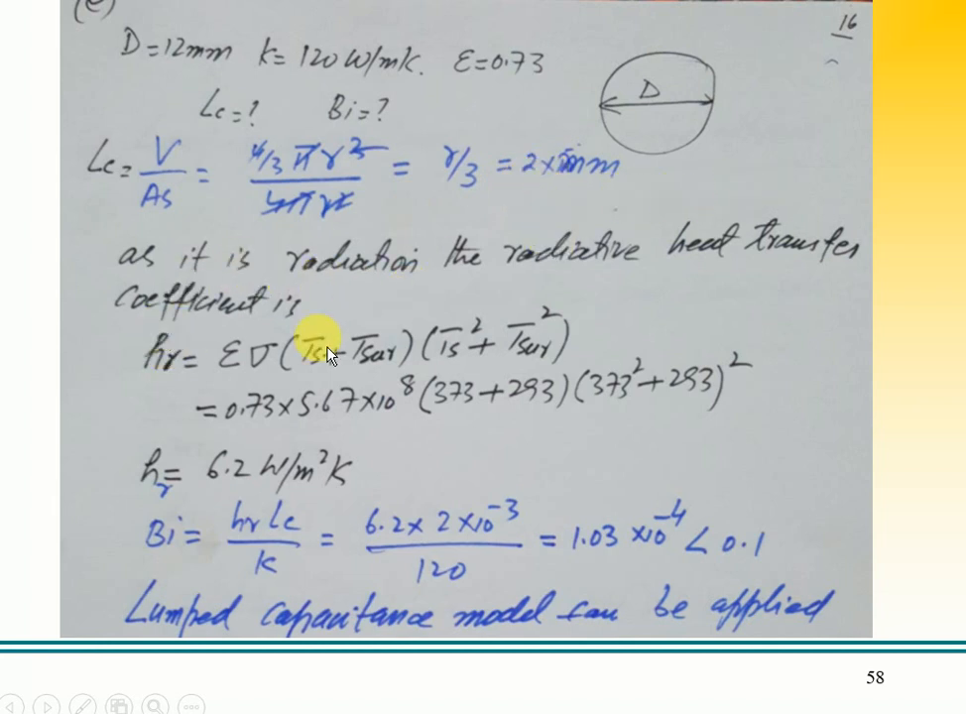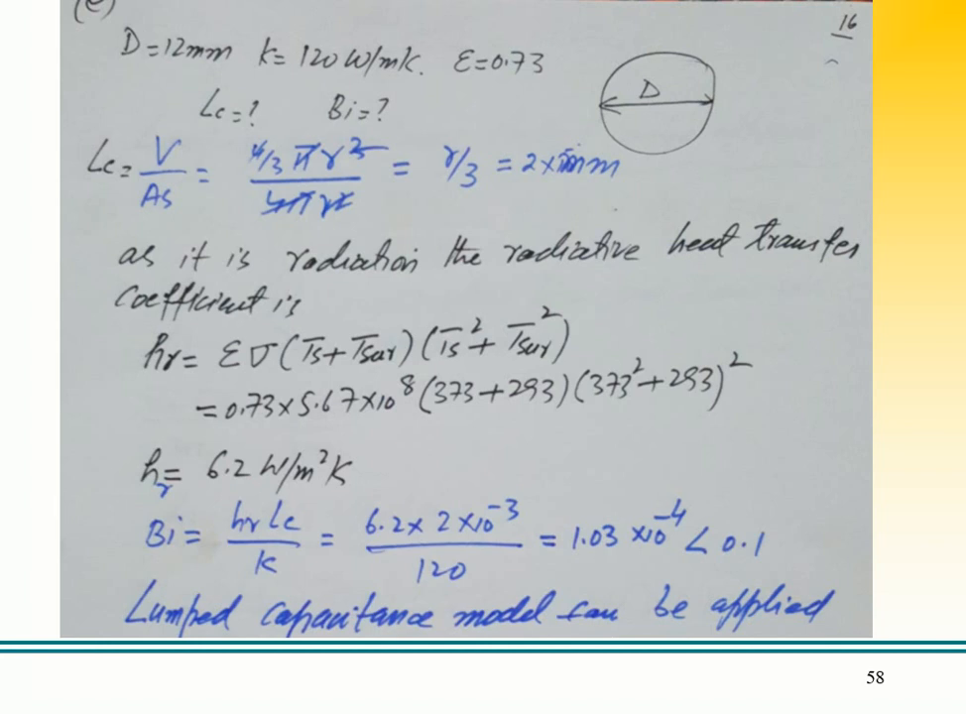Right, as it is radiation, I have to find out the radiative heat transfer coefficient. It is emissivity, Stefan-Boltzmann constant, times the sum of the surface temperature and the surrounding temperature, times Th square plus T surface square, whole square. This we have discussed in chapter number 1, right? So I just put the values of the temperatures, the surface temperature and the surrounding temperature, which is the T infinity.